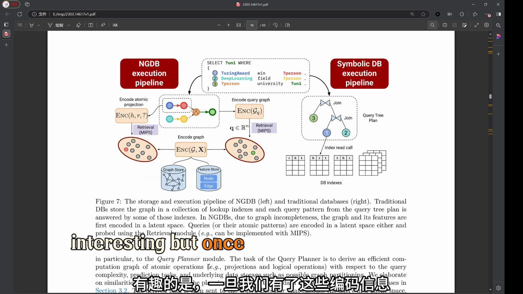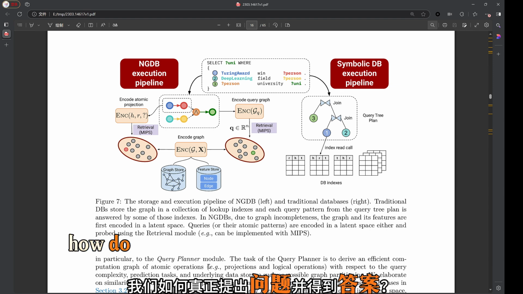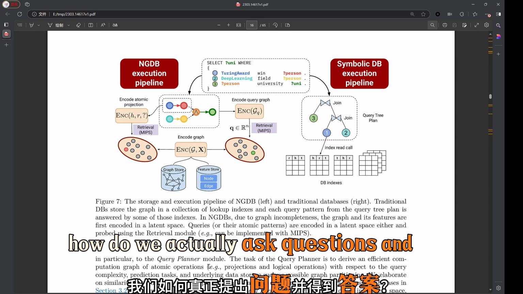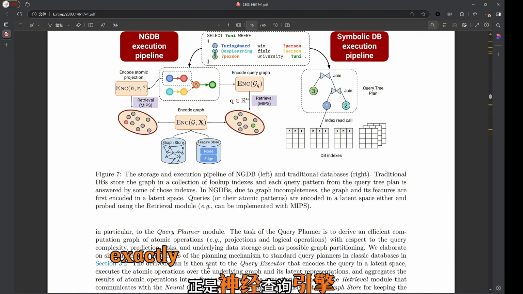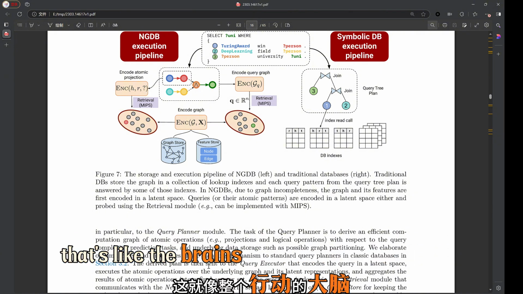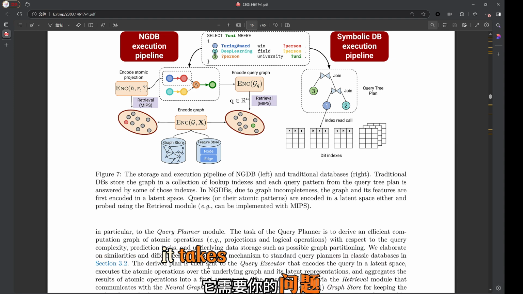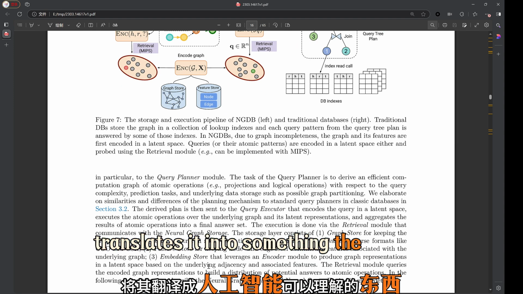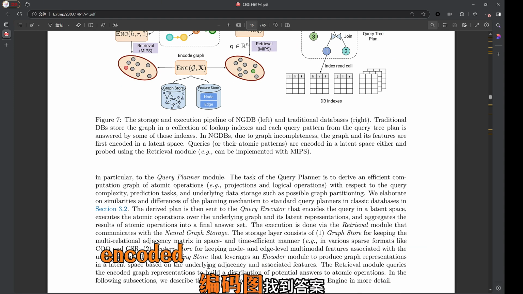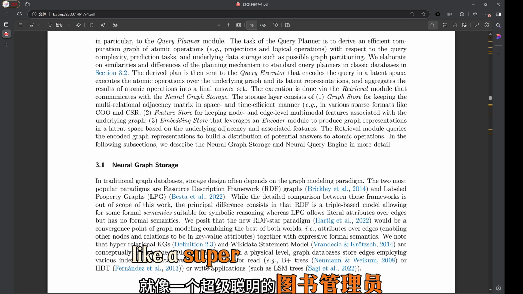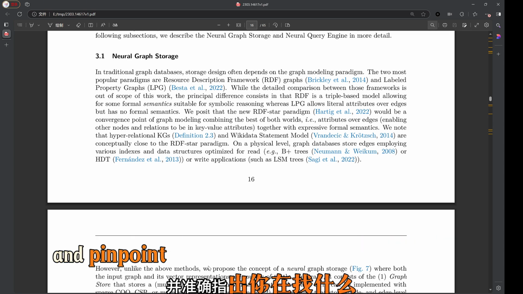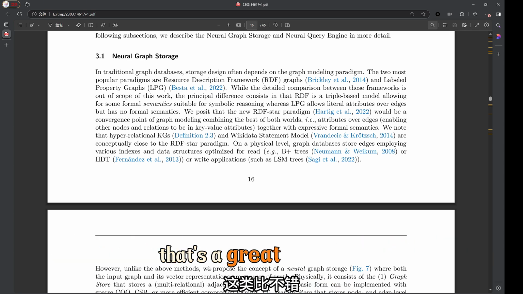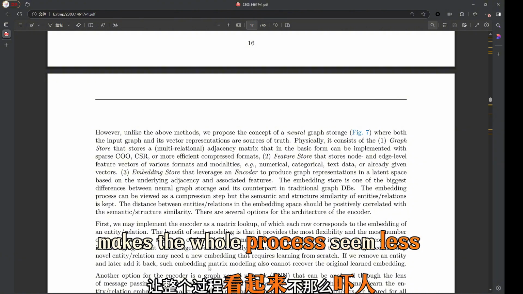Interesting. But once we have this encoded information, how do we actually ask questions and get answers? That's where the neural query engine comes in, right? Exactly. The neural query engine, that's like the brains of the whole operation. It takes your question, translates it into something the AI can understand, and then uses that encoded graph to find the answer, like a super smart librarian that can navigate through a vast library of knowledge and pinpoint exactly what you're looking for. That's a great analogy. Makes the whole process seem less intimidating.